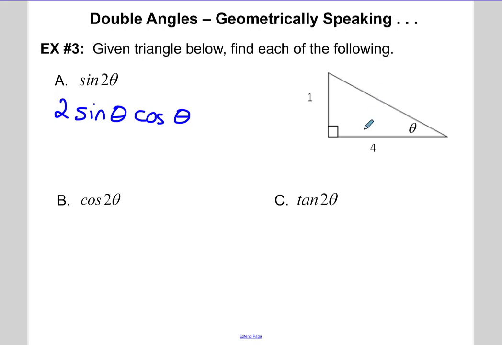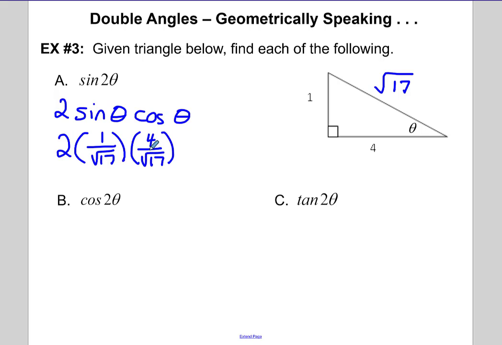So resolving that, a squared plus b squared equals hypotenuse squared. It looks like we have the square root of 17 for that hypotenuse. So the sine of that particular triangle would be opposite over hypotenuse, and the cosine would be adjacent over hypotenuse. And multiplying that out, it looks like we have 8 over 17. So the sine of the double angle would be 8/17.